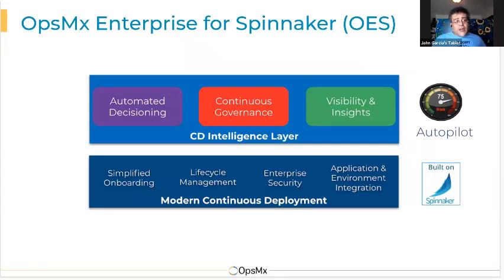In addition to Spinnaker, we also offer another level called Autopilot, which provides automated decision-making and governance and visibility that allows you to make sure that these pipelines are not run at incorrect times or in incorrect ways.